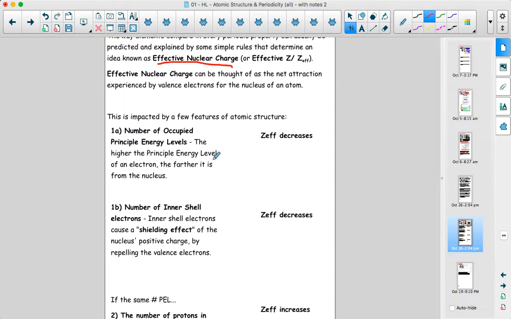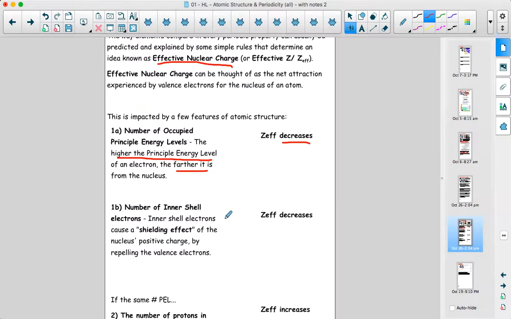Well, the most important thing, if you're comparing two atoms and you want to know which will have a higher effective nuclear charge, a greater attraction for its electrons, the first thing that you should look for is the number of occupied principal energy levels. So not full principal energy levels, but just how many electron energy levels does it have? And the higher the principal energy level for an electron, the farther it is from the nucleus. And that means that the Z effective, the nuclear attraction, will go down. So when electrons are farther from the nucleus, they experience less attraction to the nucleus.